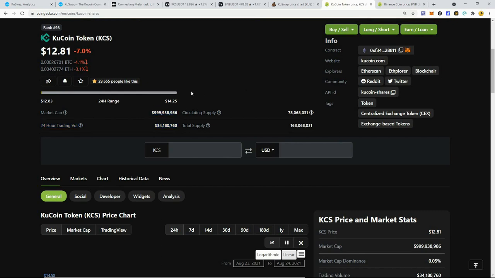That would be pretty good. Maybe a $100 KuCoin token could be in the future. We will see. Maybe just a $50. I'll take that.